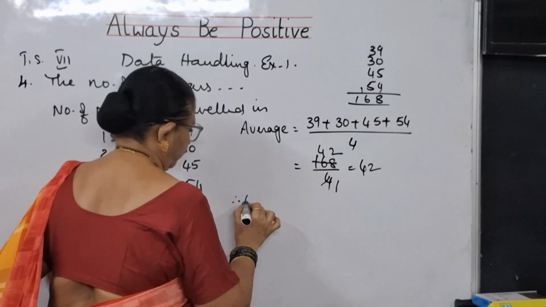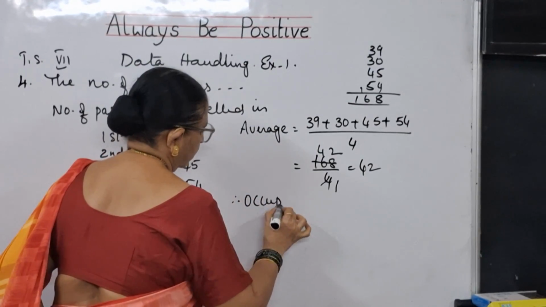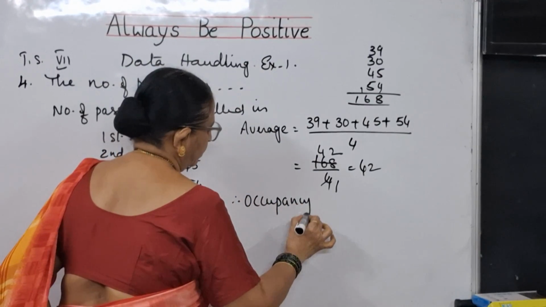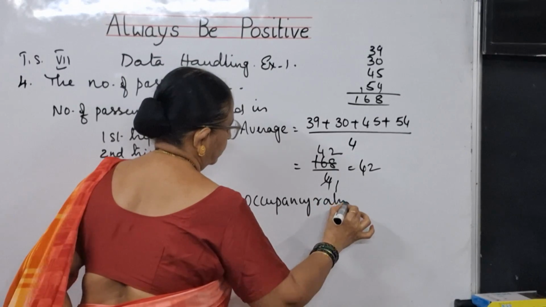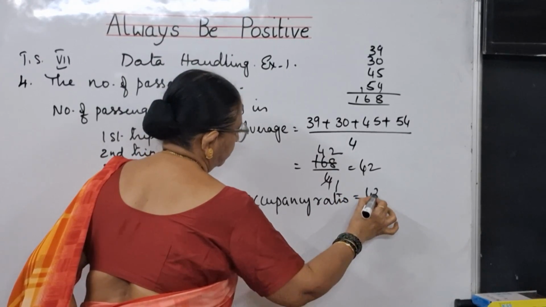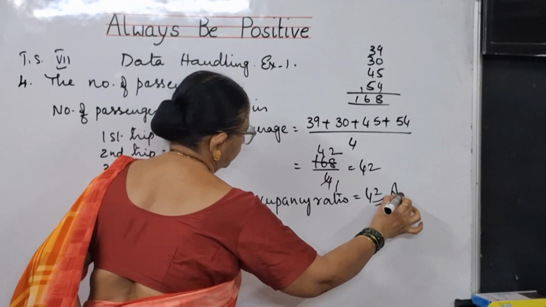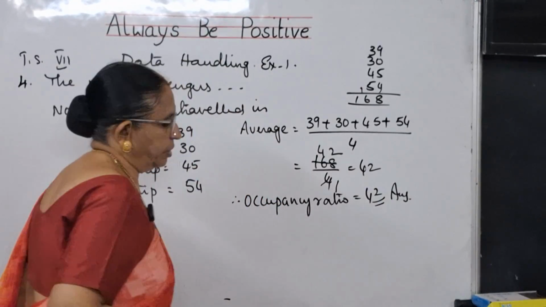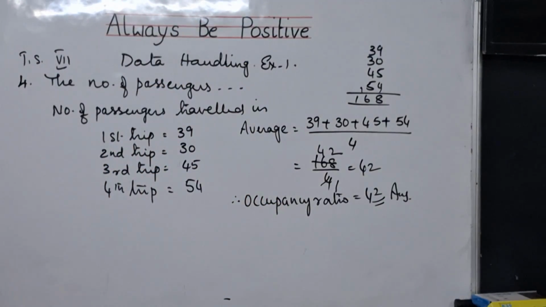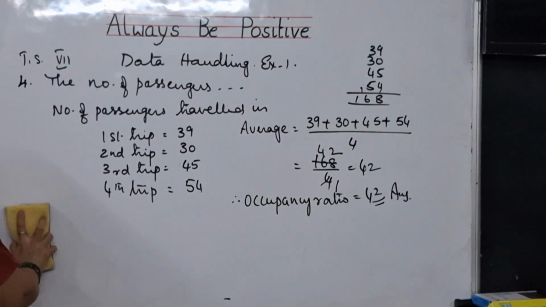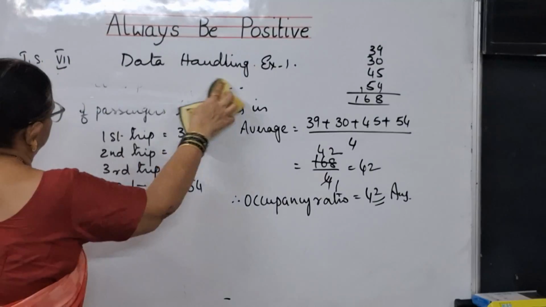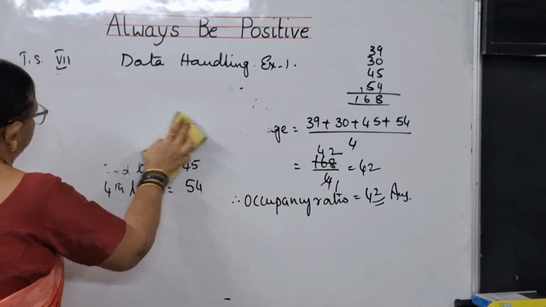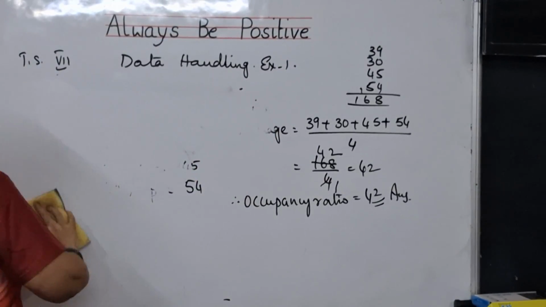That means what is that they are asking? Occupancy ratio. Therefore, occupancy ratio is equal to 42. This is the answer for this problem, children. Please copy it. Now, we will see the fifth problem.